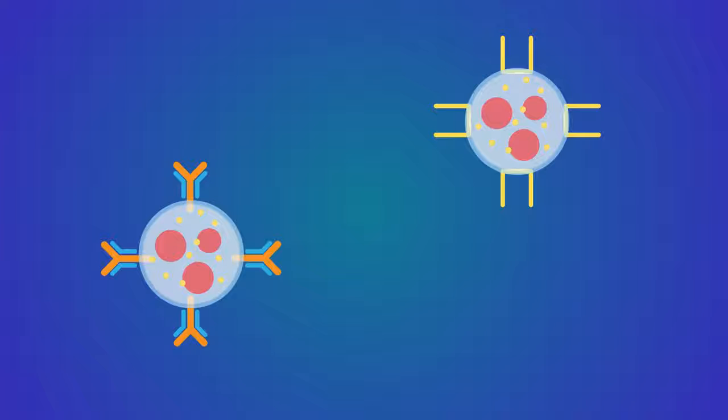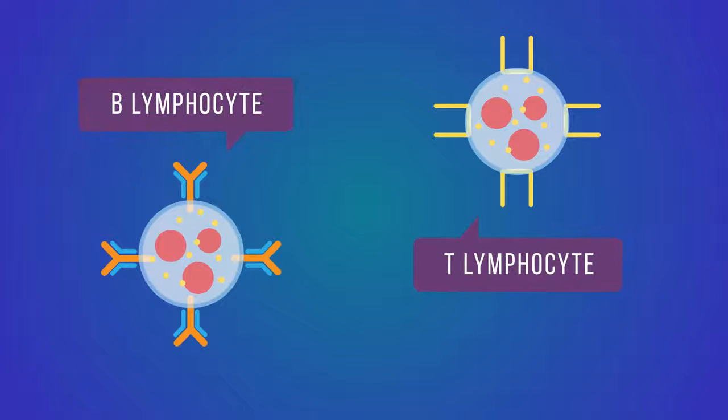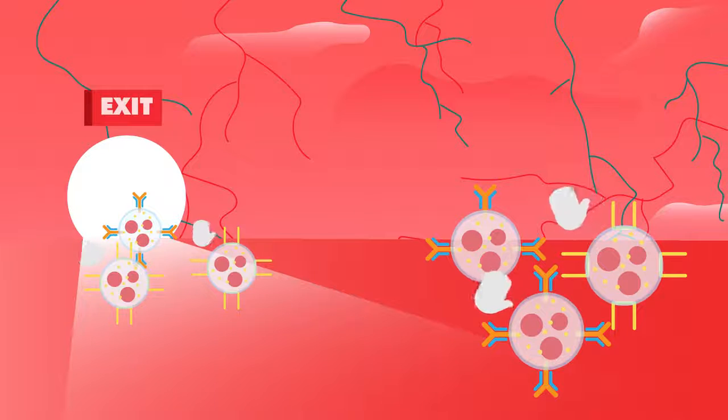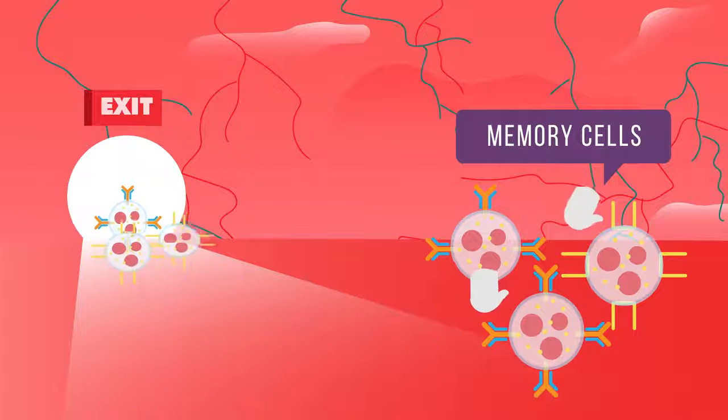Our adaptive immune system contains white blood cells known as T and B lymphocytes. These become activated during the first time or primary exposure to a pathogen. Once the pathogen has been fought off by our body, a population of these T and B lymphocytes, known as memory cells, remain in the individual.